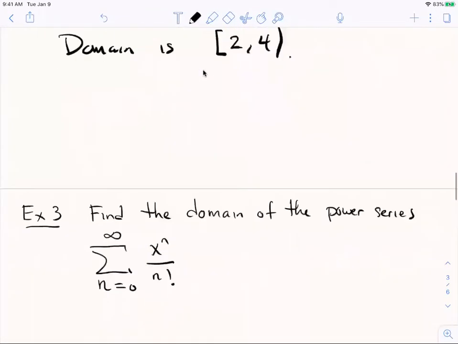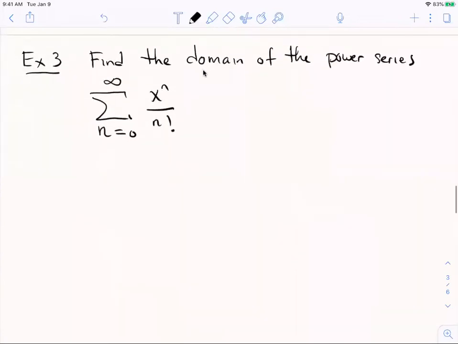Let's do another one. You can pause, take a break if you're tired. Here I've got a power series. This time my c sub n's are 1 over n factorial, and I want to find the domain. So we're going to do the same thing. We're going to use the ratio test.